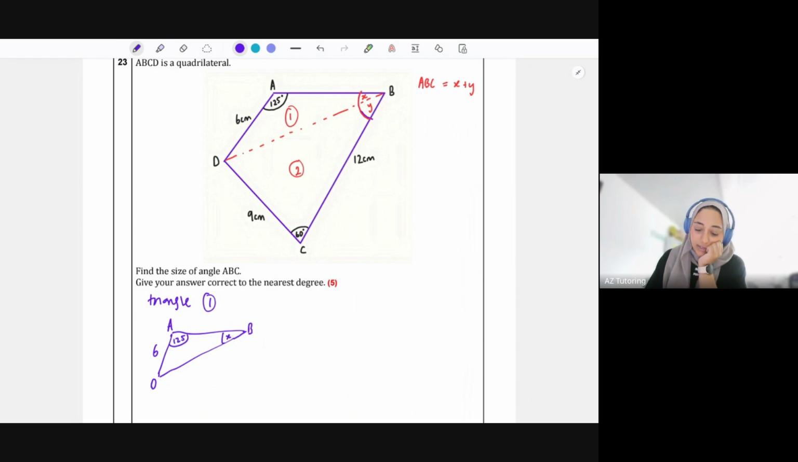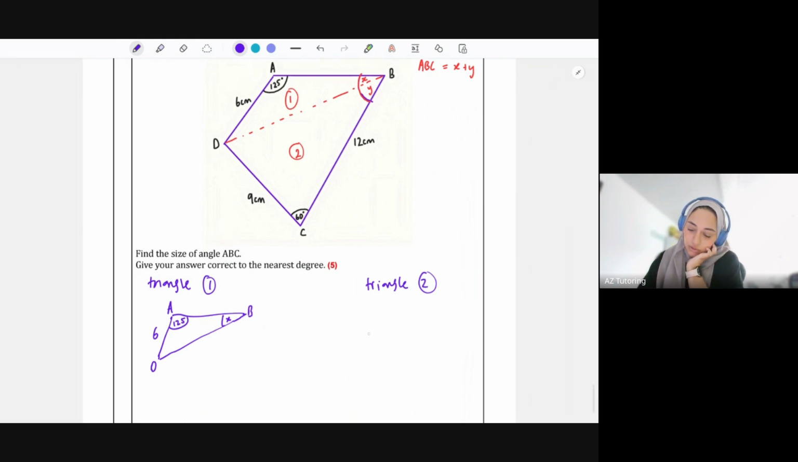I know I'm trying to find X. That's what I'm trying to find here. And that's it. We don't know anything else about that. Let's draw triangle 2 here. So it looks somewhat like this. So 60, we've got a 12 here, we've got a 9 here, and that's Y. So that's what we need to find in each triangle.